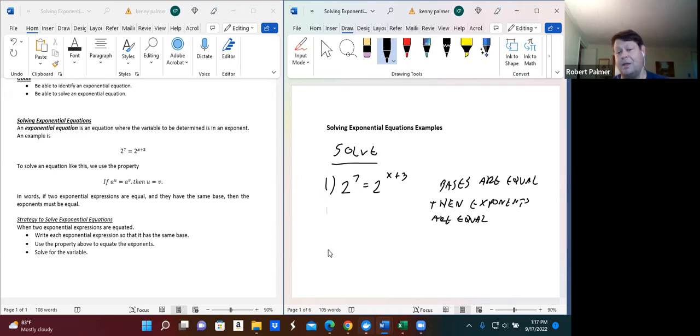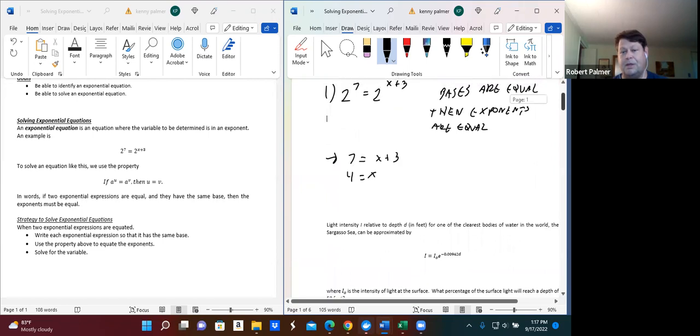So we equate the exponents to each other. We have 7 is equal to x plus 3. This is easy to solve. Just subtract 3 from both sides, and we get that x is equal to 4. We plug 4 in, and we can see that 4 plus 3 is 7, so you have 2 to the 7th on each side. So this is the solution. That's the concept.